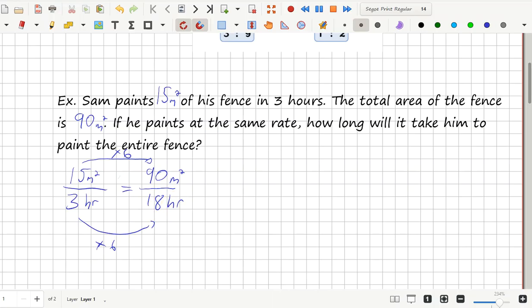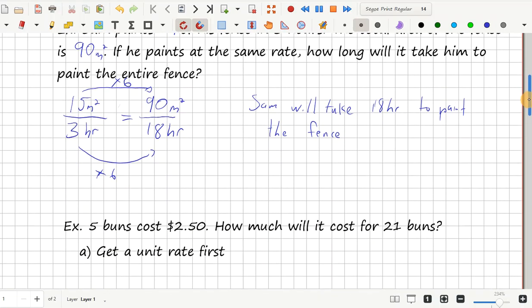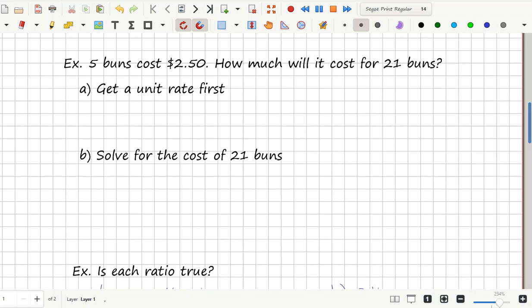So Sam will take 18 hours to paint the fence. Which he probably wouldn't do all in one day, of course. He would break that up over probably 3 days, 2 days, maybe 9 hours a day. So we see how to solve equivalent fractions, equivalent ratios.